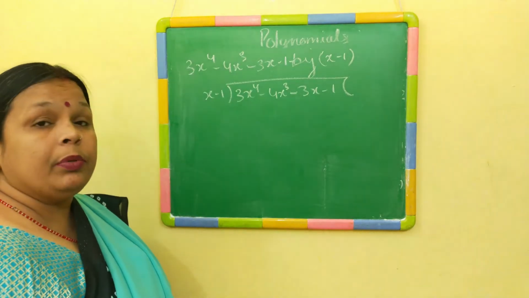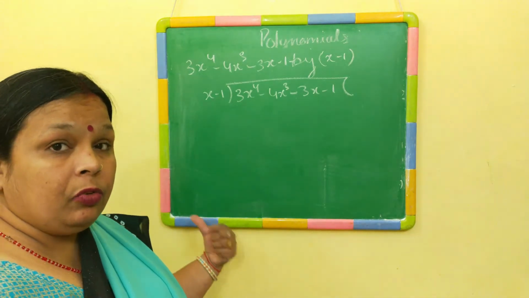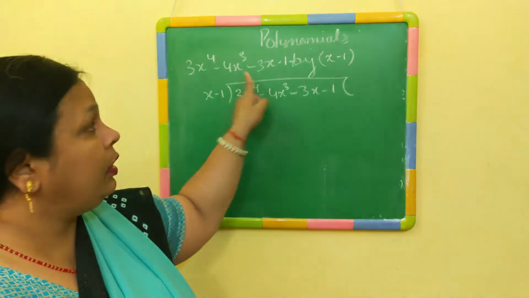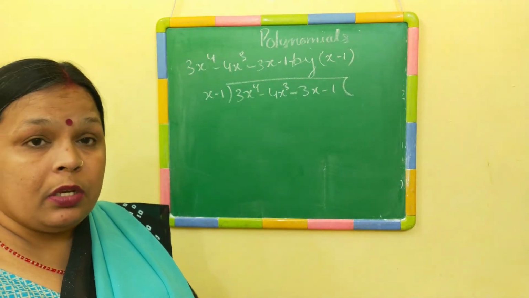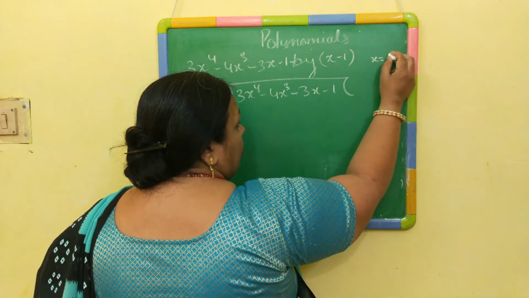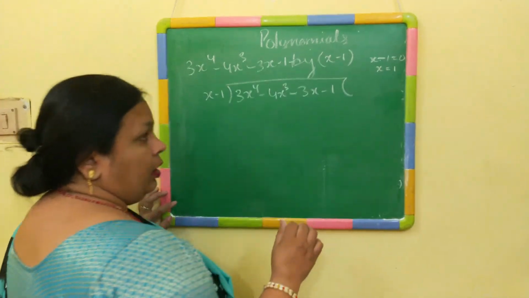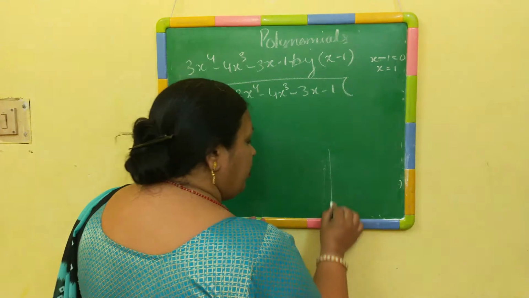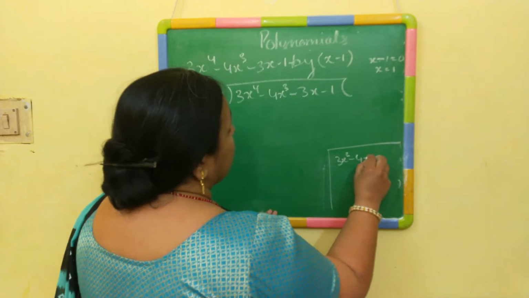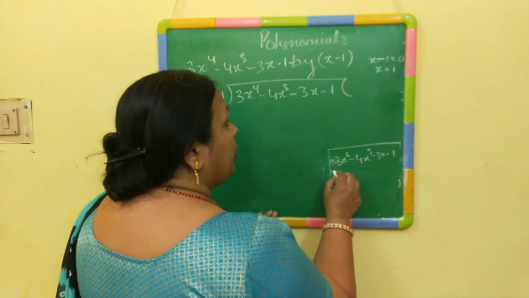We'll see one more example where we will be dividing the polynomial, and in the shortcut method also how to find the remainder. So if we say that g(x) is dividing p(x) properly, in that case x minus 1 is equal to 0, x is equal to 1. Clear? What we will be doing is substituting the value in p(x), 3x⁴ minus 4x³ minus 3x minus 1. So this is p(x), we are putting it as p(1).